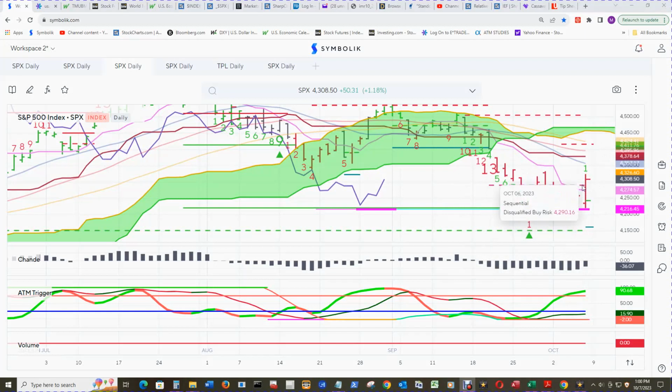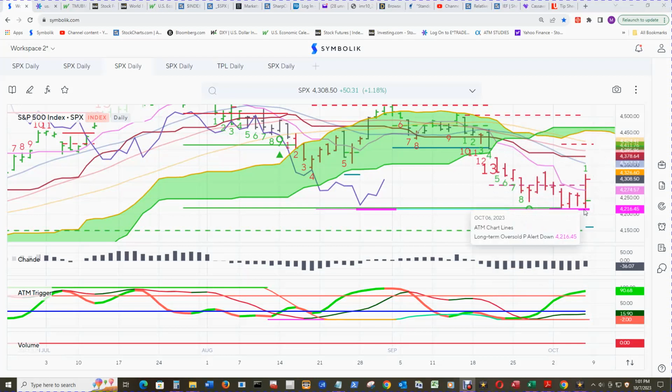and the disqualified buy risk level associated with it is still valid and should be pretty good support, 4290.16, and that will disappear when we get the royal flush, starting with the sell setup 9 end count, and this will stop traveling with price. So it will stop wherever that 9 end count prints, if it prints up here.